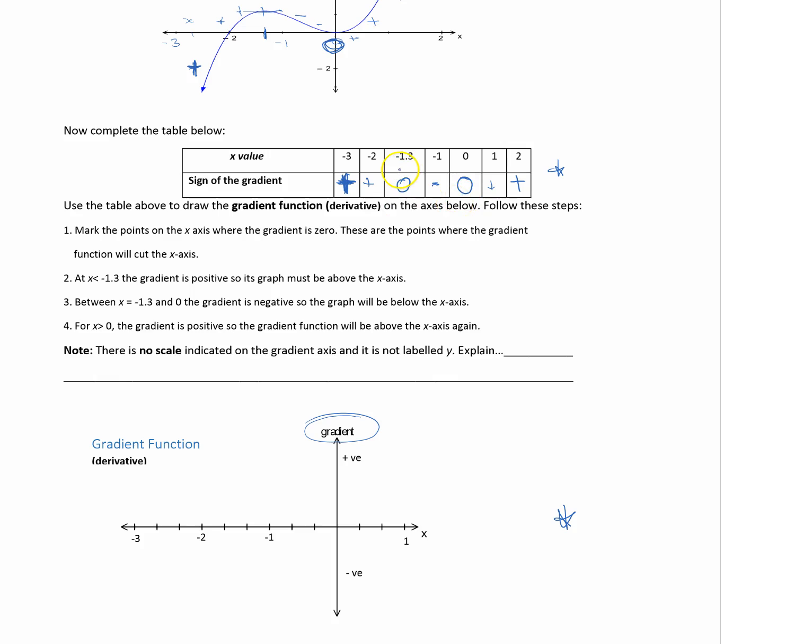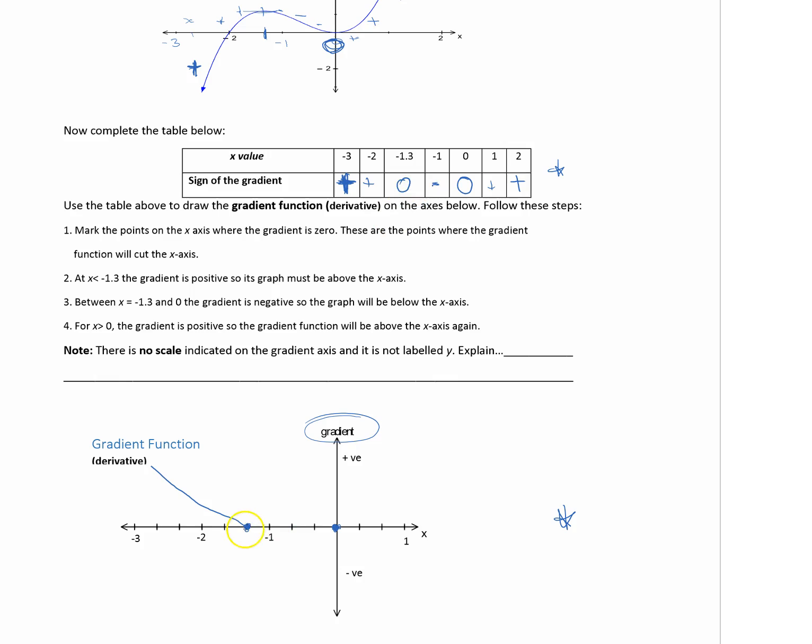So it's saying when x is negative 1.3, the gradient is 0. So we know it will definitely go through that point. We also know when x is 0, the gradient will be 0. So it'll go through that point. At x values less than negative 1.3, we can see the gradient has to be positive. And again, positive just means above the axis. For everything below there, the gradient was positive. And that's about the best I can do.